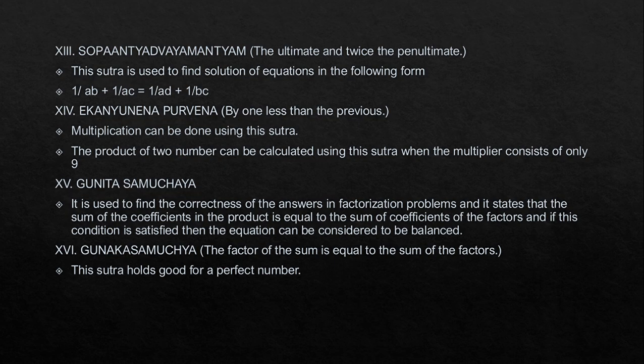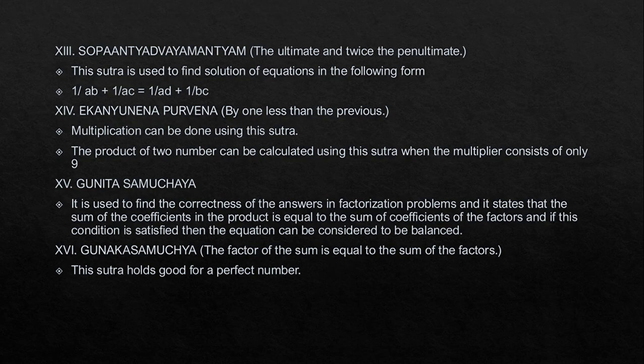Then we got Ekanyunena Purvena, by one less than the previous. Multiplication can be done using this sutra, and the products of two numbers can be calculated using the sutra when the multiplier consists of only 9s. Then we got Gunita Samuccaya.